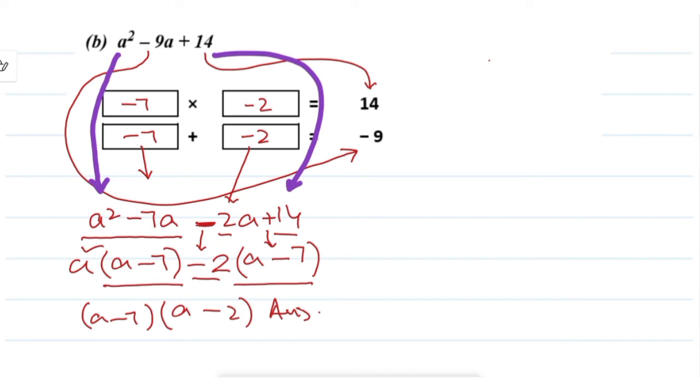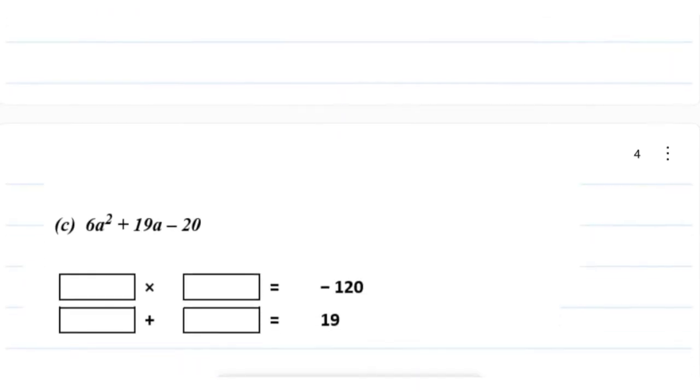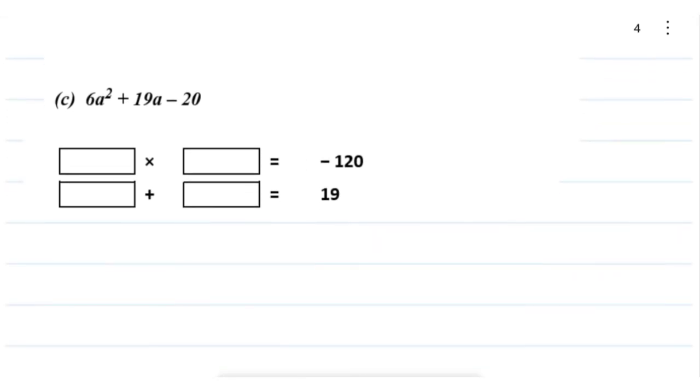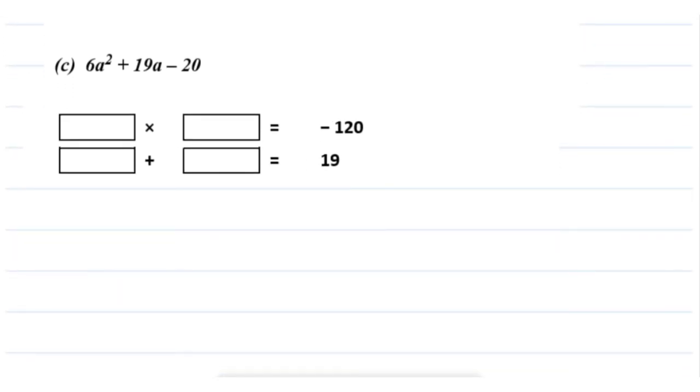So these are the examples by which you can understand how we can factorize using midterm break. Now there is another example. In this example, you can see the number is not only with the middle and last term, but there is also a number with the first one. So what we do is multiply these two numbers, 6 times negative 20, and this gives us negative 120.